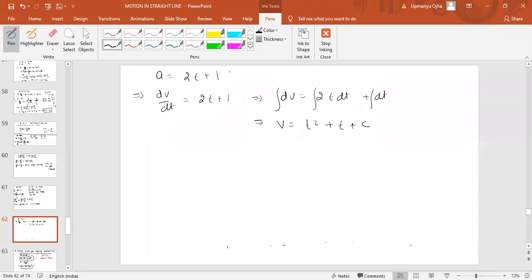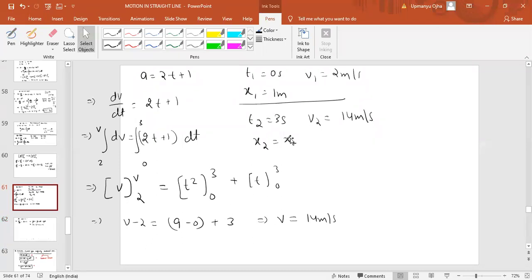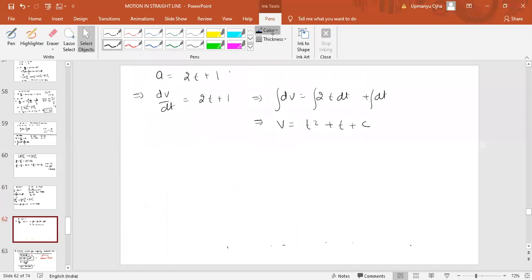So we have to find the value of the constant c. How can we find it? By substituting the value of velocity. Velocity is 14 meters per second at 3 seconds. So 14 equals 3 square plus 3 plus c. If you solve this, c equals 14 minus 9 minus 3, which is 2. So c is equal to 2.